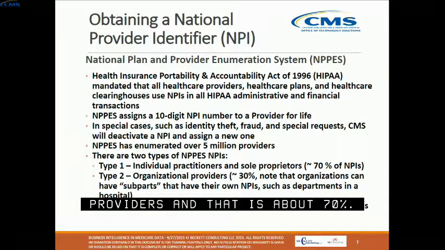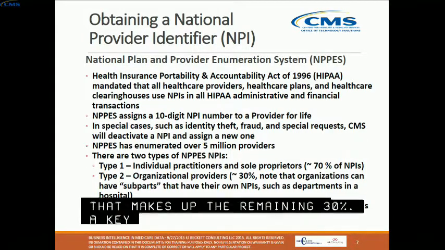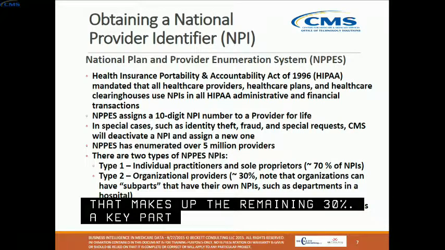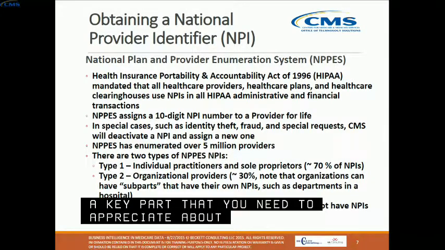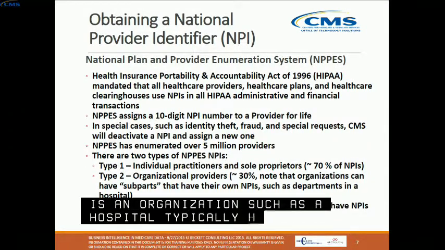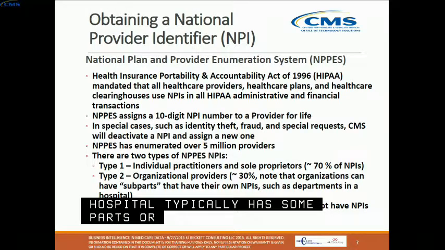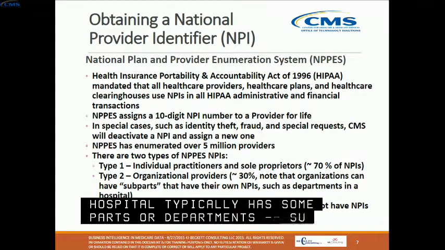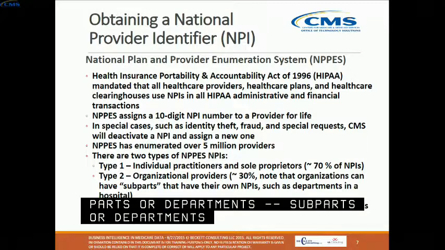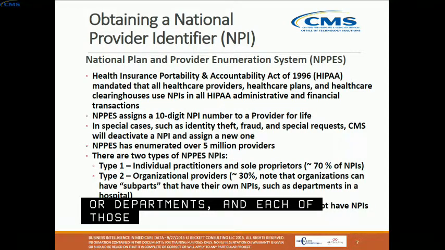Now, a key part that you need to appreciate about organizations is that an organization such as a hospital typically has subparts or departments. And each of those departments, such as an outpatient department, emergency room, ambulatory center associated with a hospital, each of those will have their own NPI.